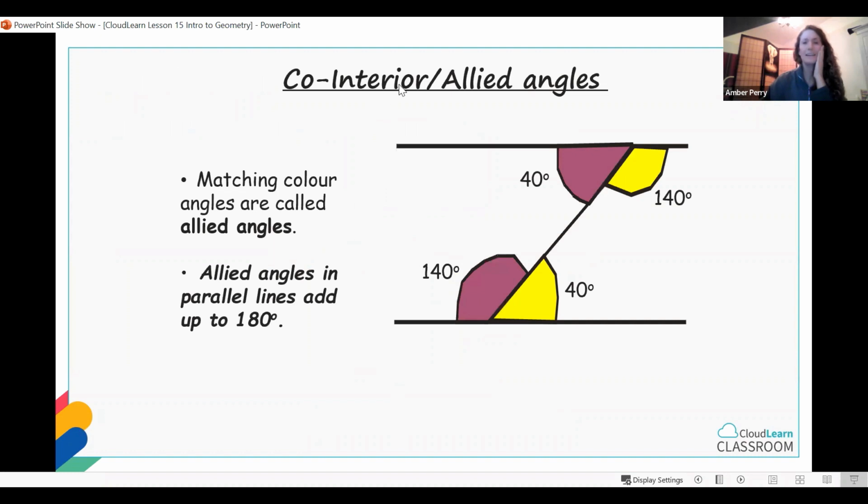And finally, the last one is called co-interior, or some people call them allied angles. What do you prefer, Tabitha? Do you have a preference, co-interior or allied? What have you heard before?